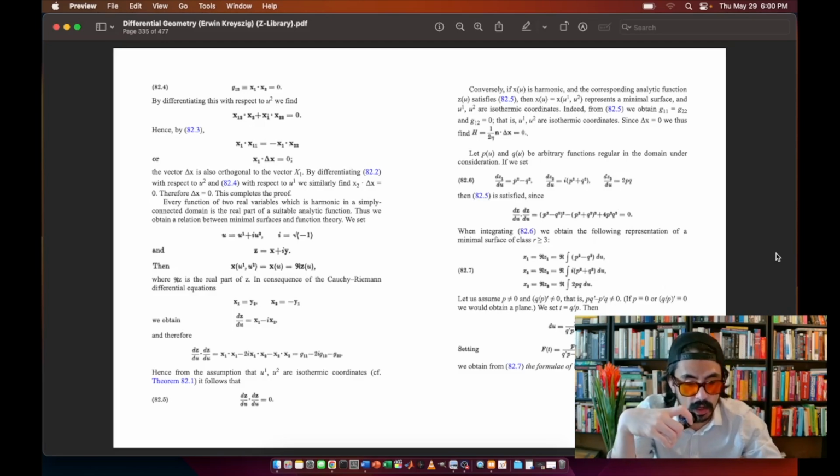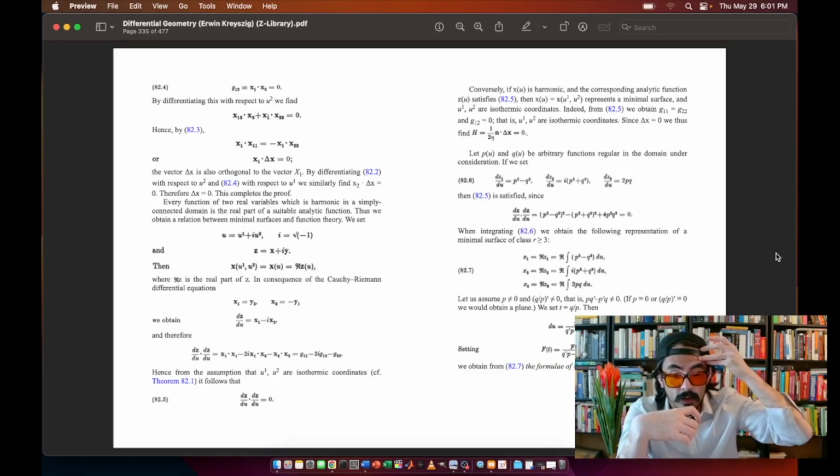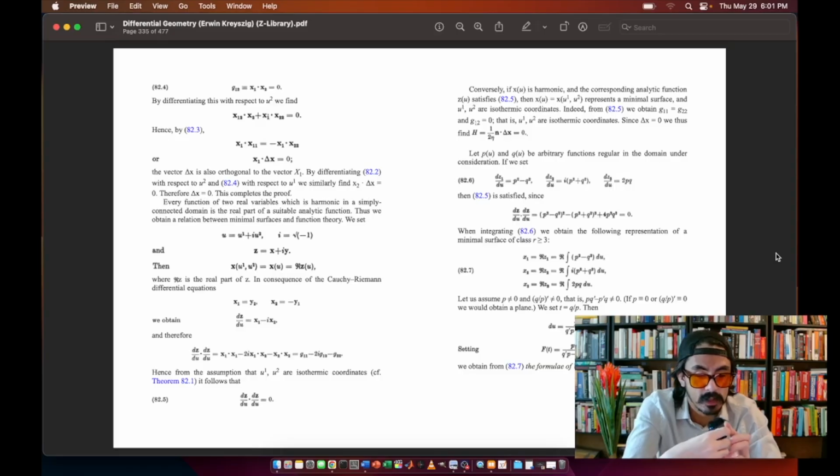By differentiating another one of those previously read equivalent scalar product statements with respect to u2, and the one at the top of the page, the component of the first fundamental form, g sub 1 2, differentiating that with respect to u1, we similarly find that the scalar product of vector x sub 2 with the Laplacian of x is equal to 0. Therefore, the Laplacian of x is equal to 0, and this completes the proof. So a nice plug and chug, computing out those scalar products, components of the first and second fundamental forms, right on.